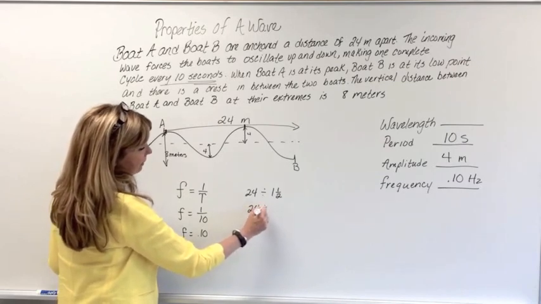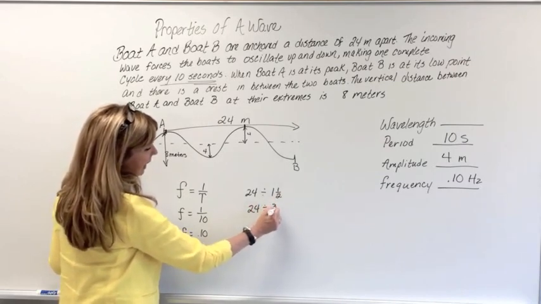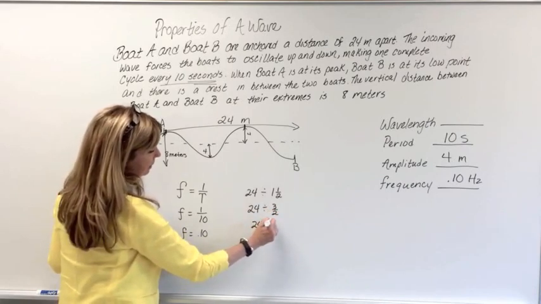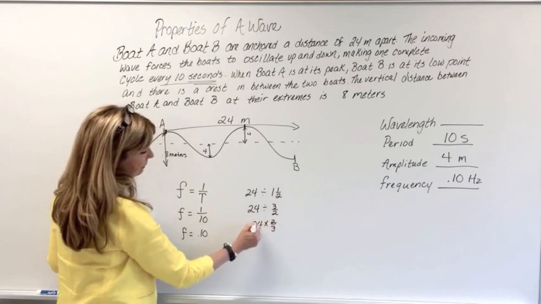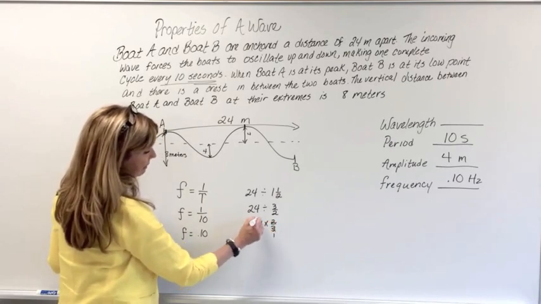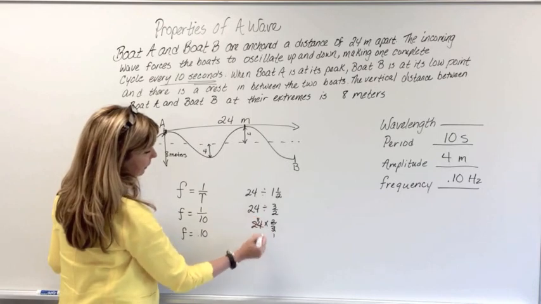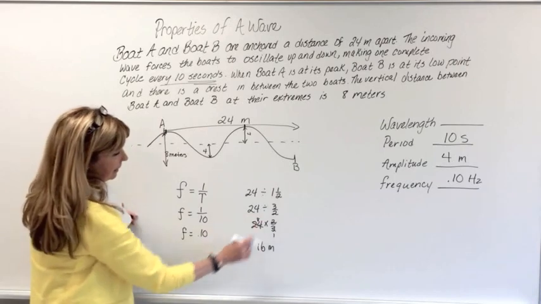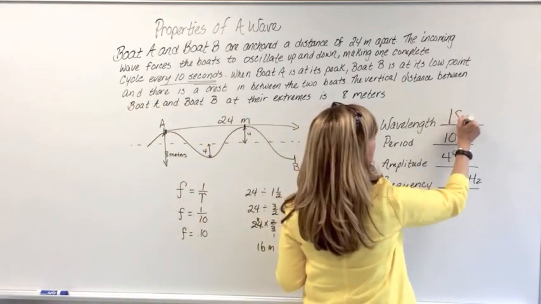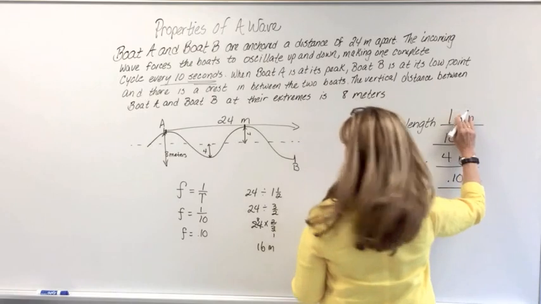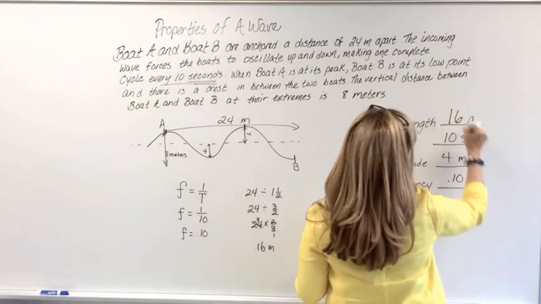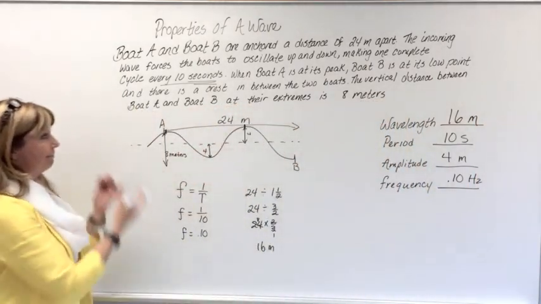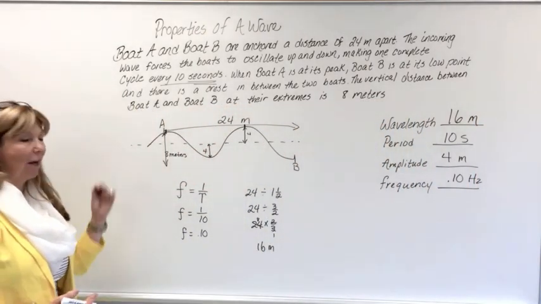24 divided by, we're going to change that fraction to 3/2. And then our math rules tell us we're going to invert and multiply by 2/3. Let's cancel where we can. 3 goes into 24 8 times. Our wavelength is 16 meters, 8 times 2. 16 meters is our wavelength. Draw a picture, you can solve any problem.